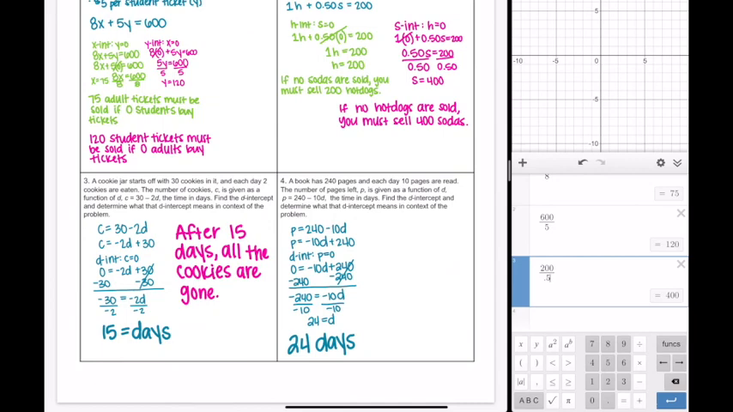So if P is 0, remember that P is pages. So after 24 days, the number of pages remaining would be 0 because we plugged in 0 for P. So after 24 days, there are no more pages to read.